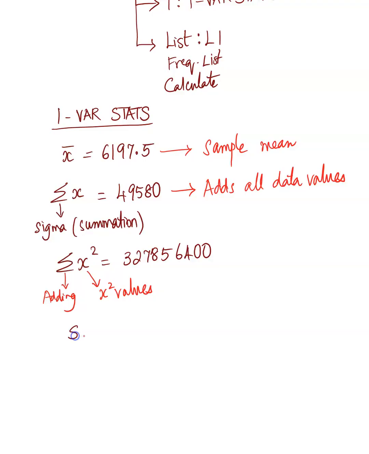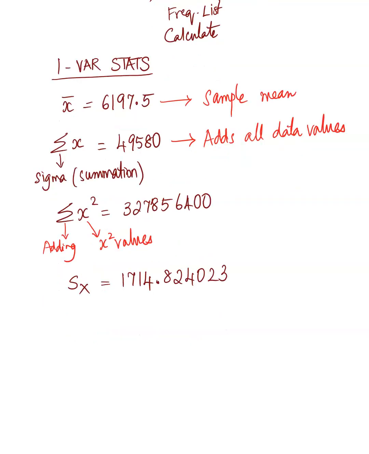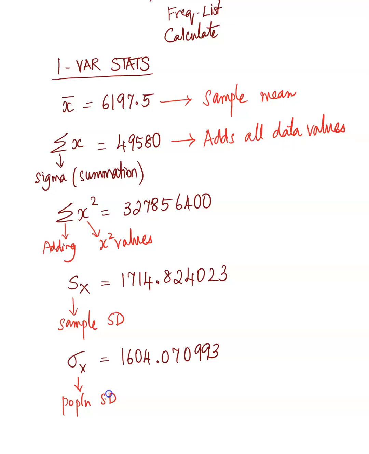Then you have something called SX. And that comes out as 1714.824023. This technically means sample standard deviation. Okay. And you have the other one, right? It has a sigma X, 1604.070993. So symbol-wise, it technically means it's the population standard deviation.